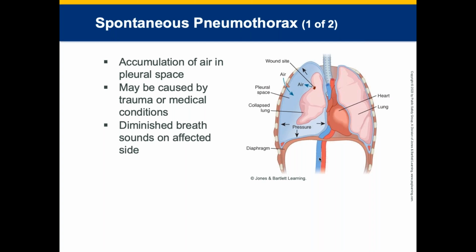Air under the skin. Yeah, air into the skin. And it'll feel like what when you push on it? Rice Krispies. Yeah, there you go. Rice Krispies. Yeah, air trapped under the skin. So if you have a patient with subcutaneous emphysema, make sure you get good lung sounds. You probably have a pneumothorax, right?